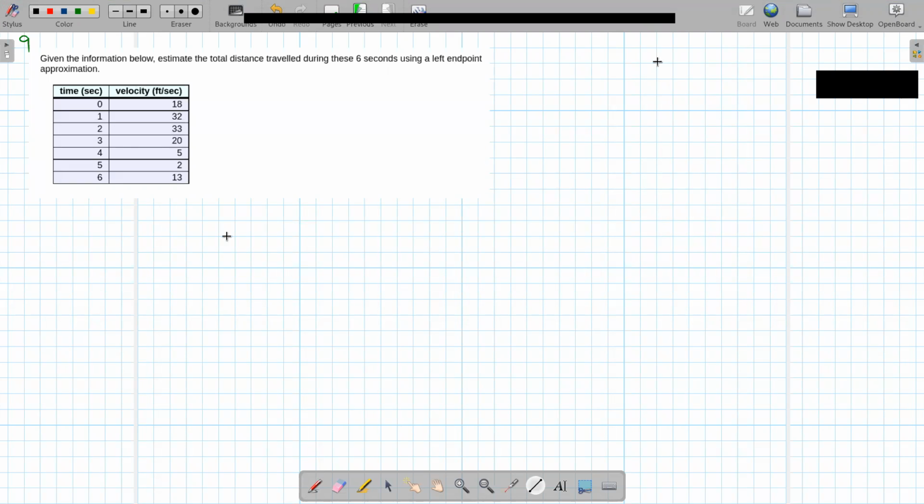So let's throw a graph down here. Let's make this be 1, 2, 3, 4, 5, and 6 there. And then for the velocity, the low is 2 and the high is 33. So maybe I'll go 10, 20, 30.